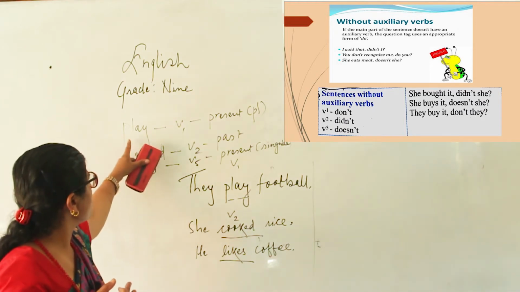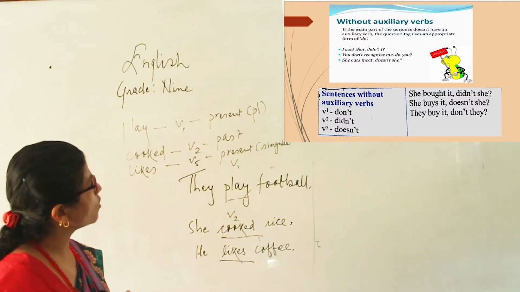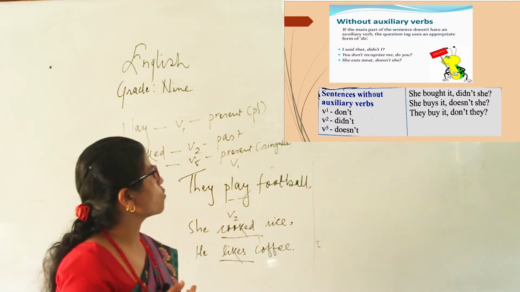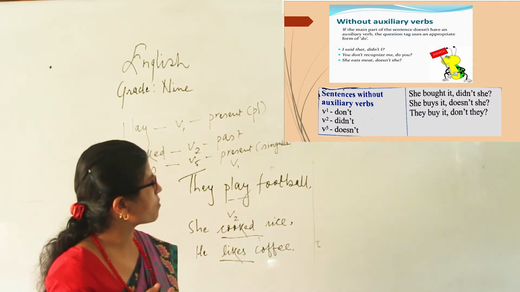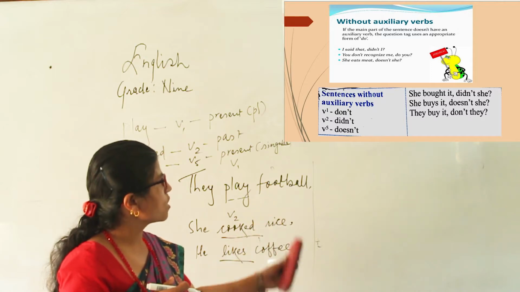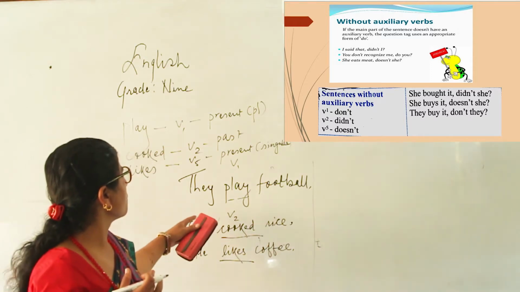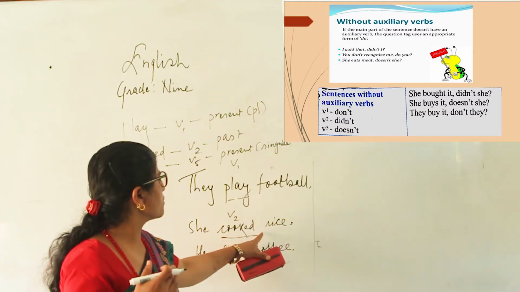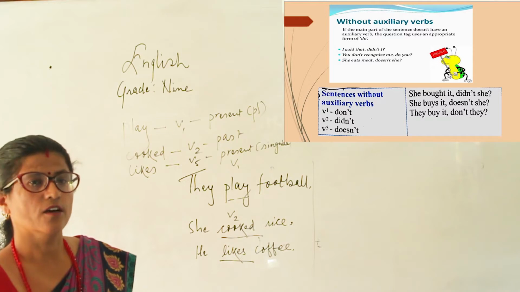So you can see play, B1. For play, for B1, what do you use there? That is don't, D-O-N-apostrophe-T. For a sentence without an auxiliary verb, in that case we use don't. For B2, what do you use? B2 is used to indicate past tense. So for past tense, we use did.